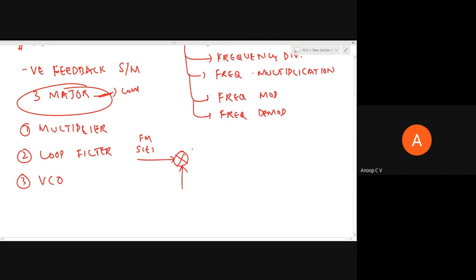So there is a multiplier, right? And after multiplication, we'll be getting an error signal, say E of t, and that is given to a loop filter, right? And this is our output, say maybe I will call the output V of t, right? Now as we have this feedback, feedback is taken from this output, and this feedback is given through a VCO.